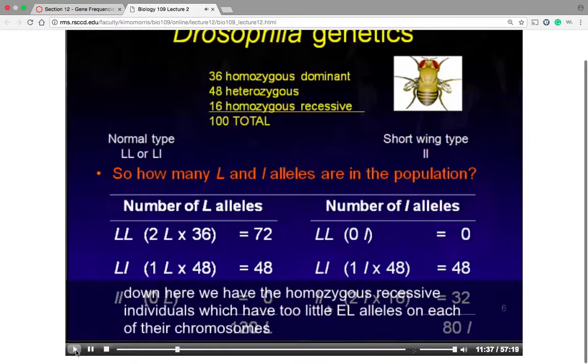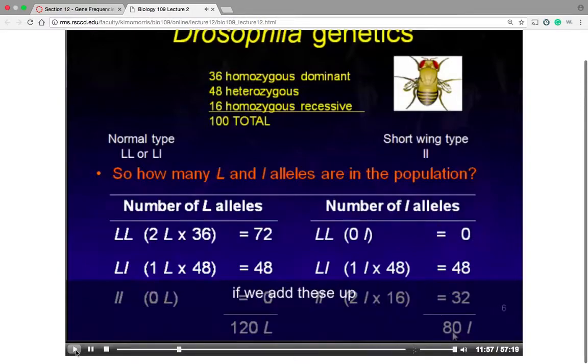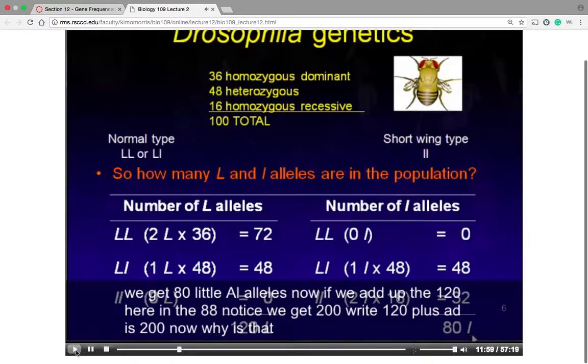Down here we have the homozygous recessive individuals, which have 2 little l alleles. And since there are 16 individuals like this, it's 2 little l alleles times 16 individuals, which is 32 total little l alleles. If we add these up, we get 80 little l alleles. Now, if we add up the 120 here and the 80, notice we get 200, right? 120 plus 80 is 200.